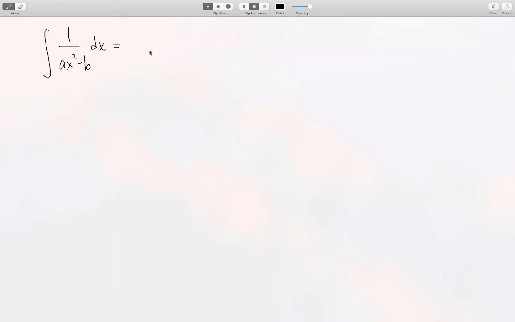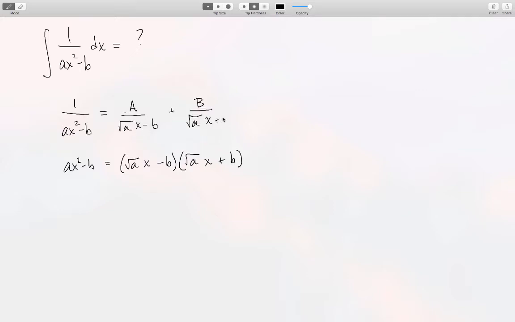Now if I'm in Calc 2 and I'm doing partial fractions, what I would do is take this ax squared minus b, this is a rational expression, and I'd factor it. Okay, so that means we need to factor this ax squared minus b, and the way I'll factor it is the square root of a x minus the square root of b, and the square root of a x plus the square root of b. And in partial fraction decomposition you come up with these two fractions. Oh, I'm sorry, that's got to be a square root b.